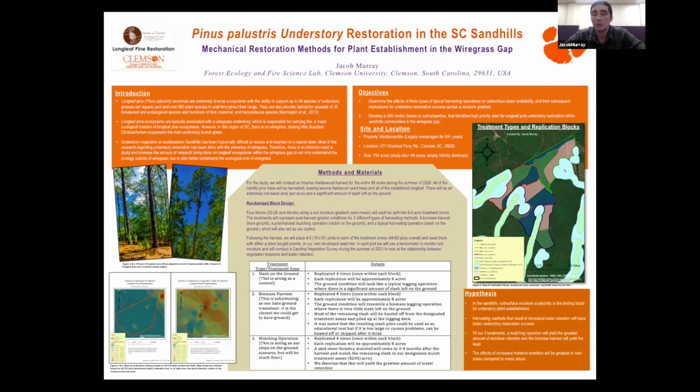In addition to this, we also want to apply a landscape ecosystem classification system, which is a mouthful, that's specific for the sandhills region, all across the wiregrass gap, to be able to restore certain areas, or at least map out certain areas that should be restored.